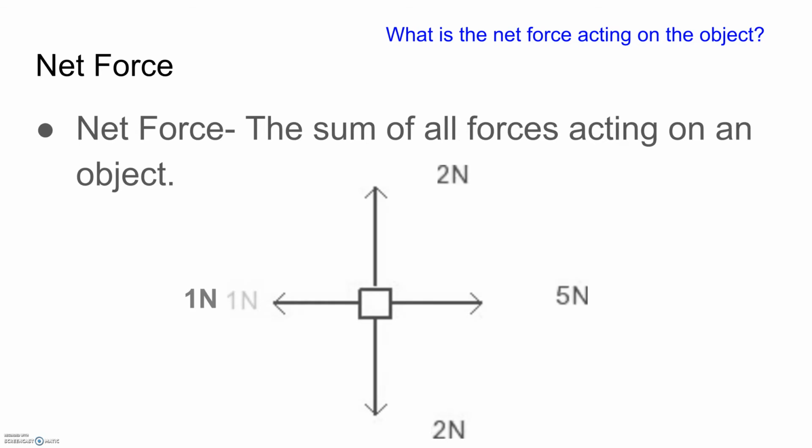Here's an example in which we see net force in a pulling factor. We see 2 newtons pulling to the north, but 2 newtons also pointing to the south, canceling out that net force. 5 newtons pointing to the east, 1 newton pulling to the west, therefore our net force would be 4 newtons east.